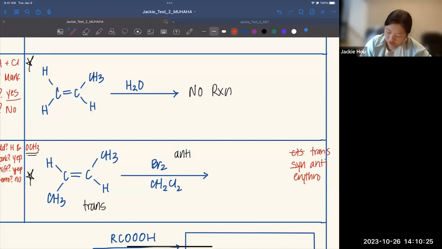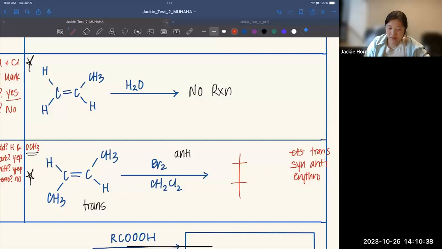And so you can easily draw it as a Fischer structure. We accept both the wedge and dash structure or the Fischer structure, but the Fischer structure is much easier, so I'm just going to draw a Fischer structure. On the answer key, you can see that I drew it with wedges and dashes, but either is fine. With erythro, we know they're going to add on the same side, and we can just put our solution.